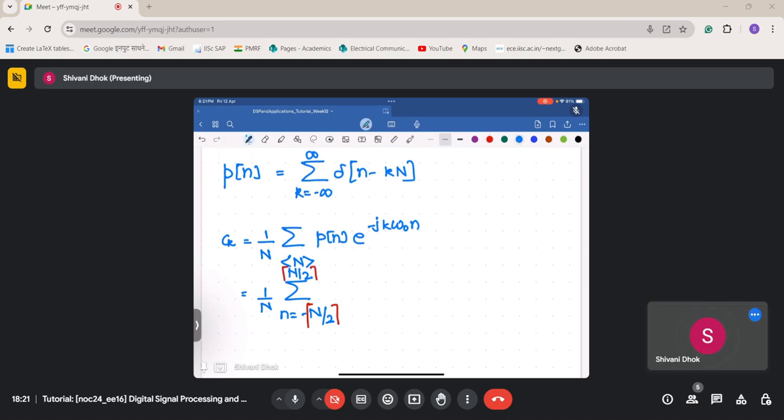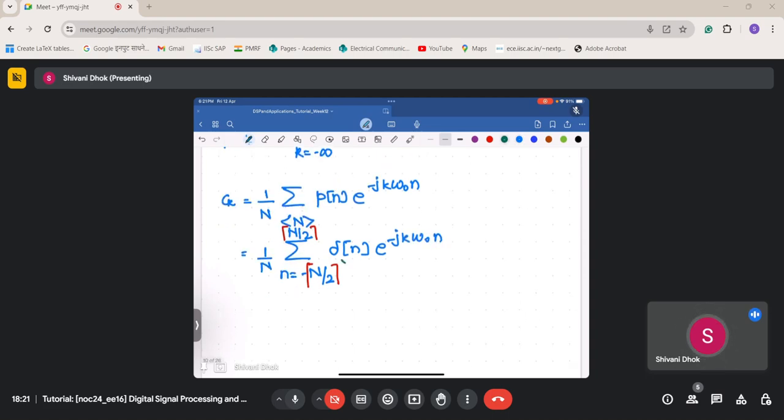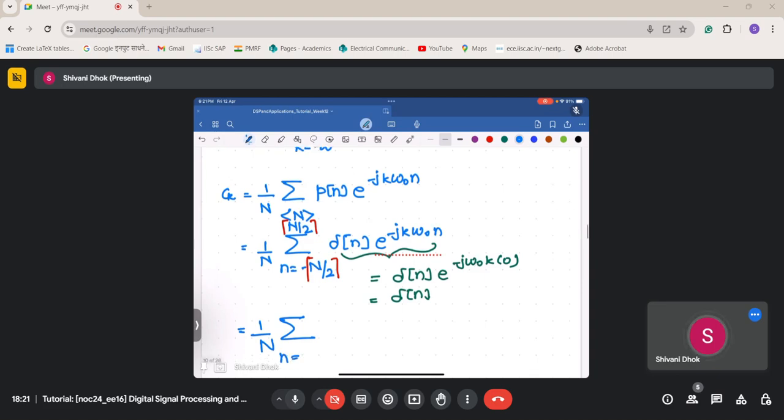Like this. And in this, from negative half to positive half, this delta n minus kn, here k will be equal to 0, into e power minus j k omega naught n. Now I'll use the shifting property of unit impulse, so this will be equal to delta n into e power minus j omega naught k into 0, which is equal to delta n. So this will be equal to something like this.